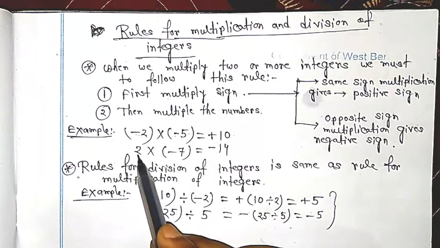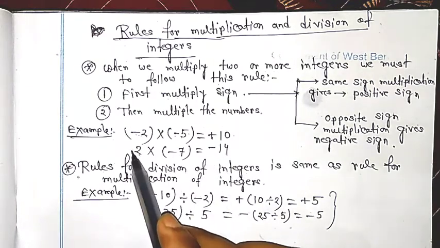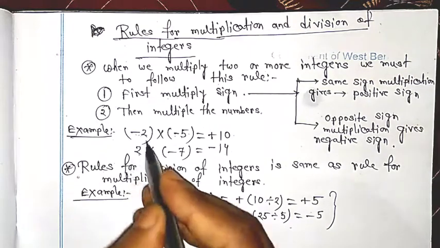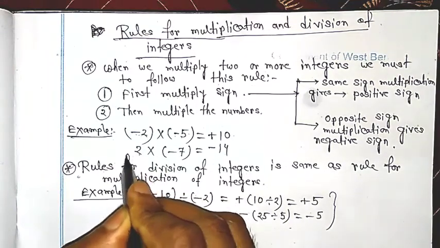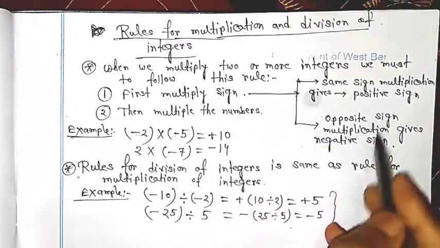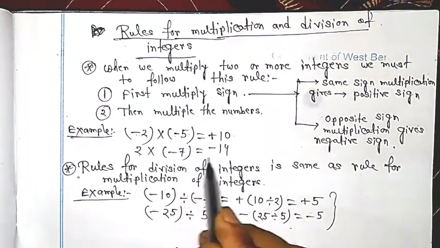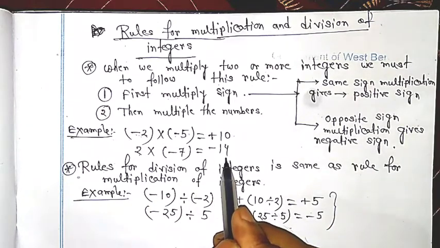Another example, 2 into minus 7, this is equal to... here no sign is mentioned. So what is the sign of 2? It is plus. If there is no sign, that means it is positive, plus. So plus into minus, opposite signs, gives negative. So minus, and 2 into 7 equal to 14.